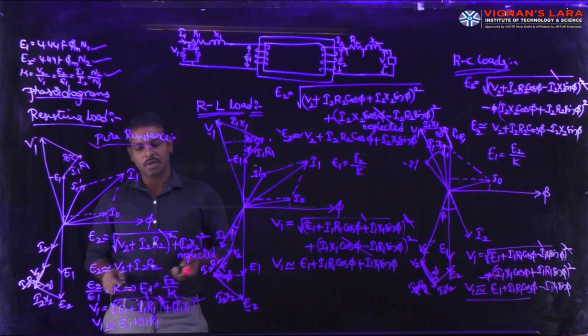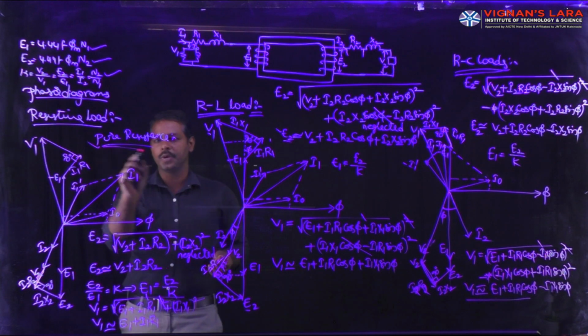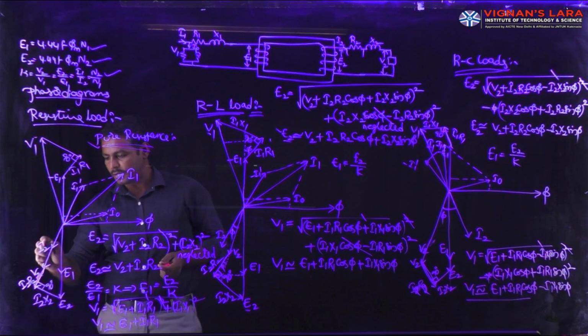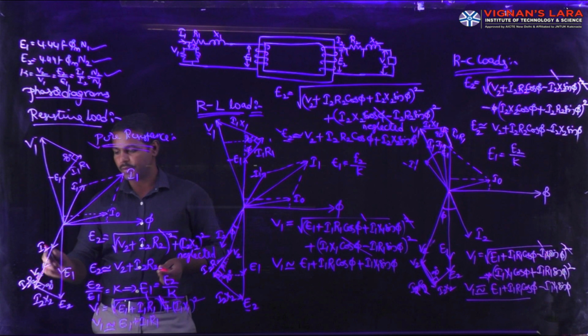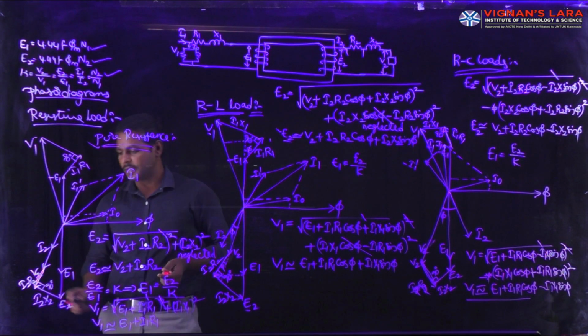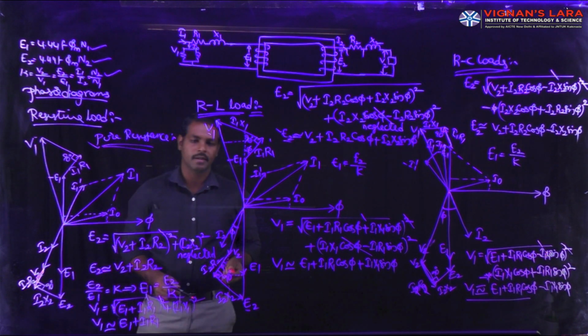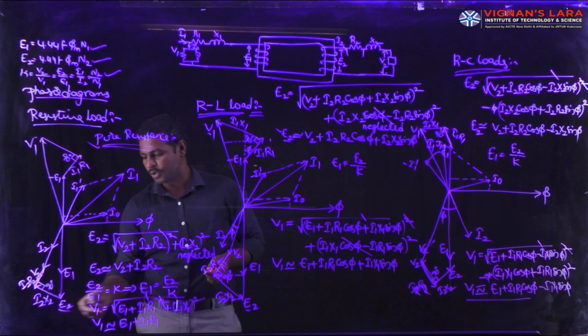I0 is the no load current. Another one is based on the pure resistance: I2 and V2 are always in phase. The voltage drop across I2 R2 is always in phase with I2. Another one, I2 X2, is displaced by an angle of 90 degrees. The resultant is equal to E2.